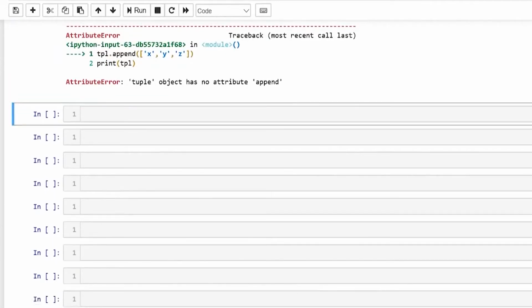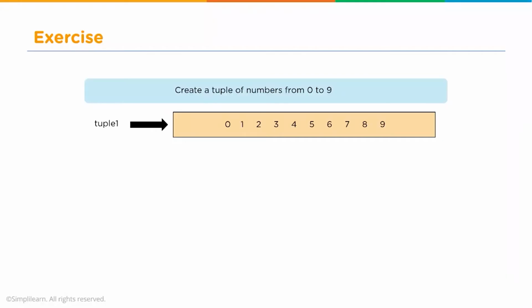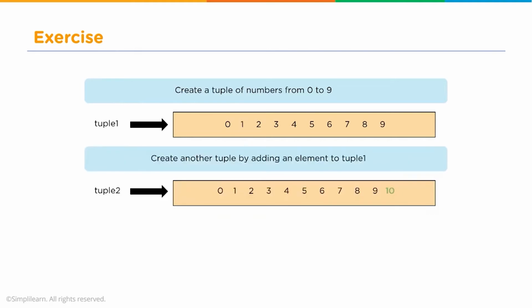We'll quickly now have a very short exercise where we'll recall some of the concepts that we previously saw in this video. So what is this exercise that we're planning on doing? We'll initially create a tuple which has the digits from 0 up till 9 called tuple1, and then we'll create another tuple by adding an element to this tuple1. So we are not adding an element to tuple1 and modifying the original tuple, but we are creating another tuple using the elements in tuple1 and adding another to it.